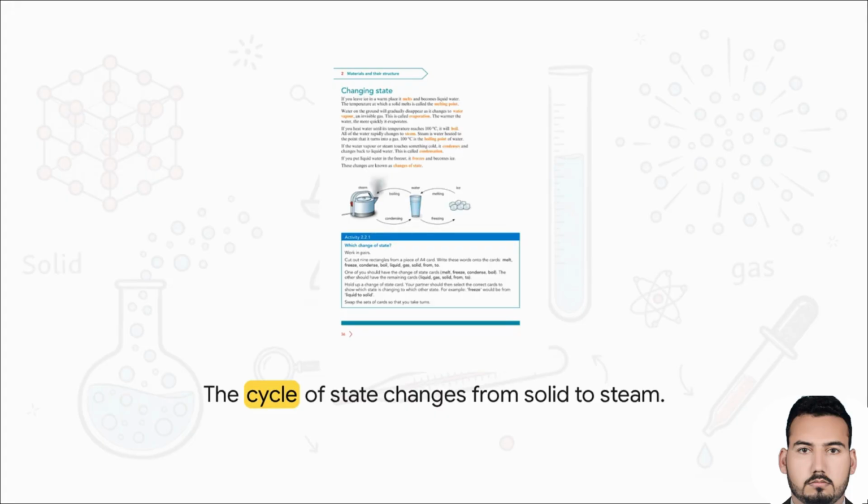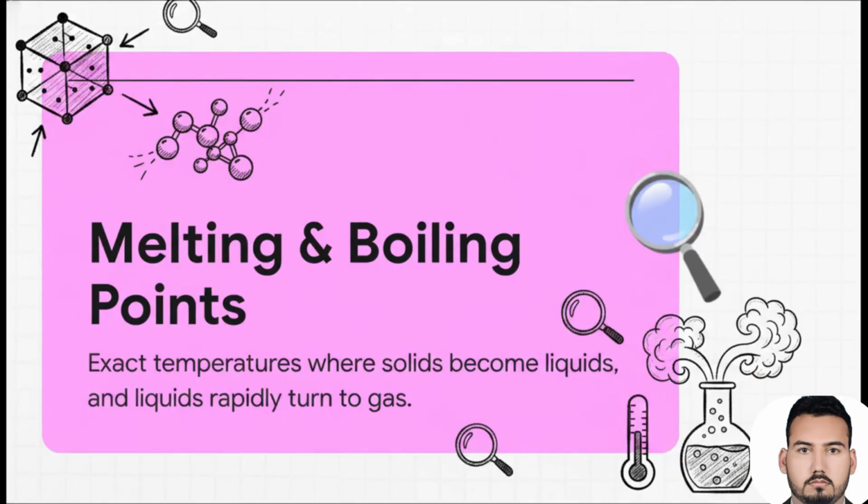But the really cool part is that this whole dance goes backwards too. If that steam touches a cold surface, it condenses right back into a liquid. And if you put that liquid in the freezer, well, it freezes back into solid ice. It's just a continuous, beautiful cycle of physical change. But as scientists, we can't just casually say, oh, it gets hot and changes. No way. We need absolute precision.